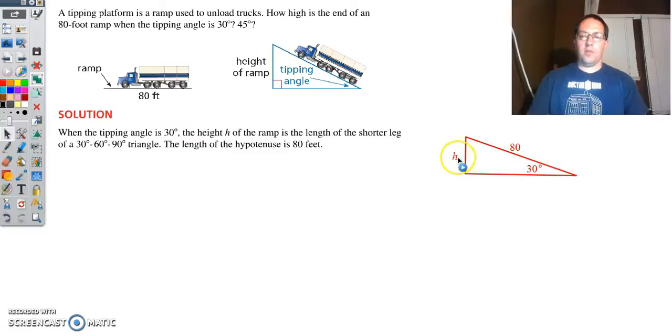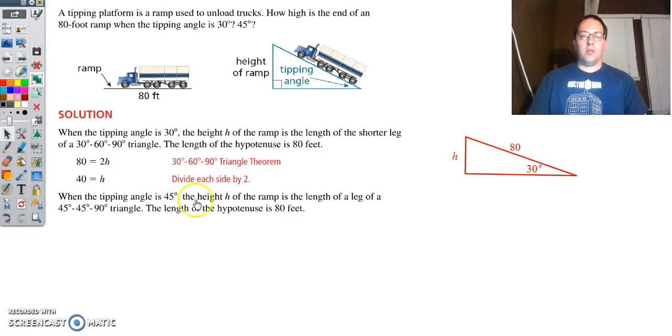Looking for h right there. Well, 30, 60, 90, we're looking for h. This is the short side. We have the long side. So our long side is 2 times the short side. Long side is 80, so we divide by 2. And so if it's a 30-degree angle, it would be 40 feet.